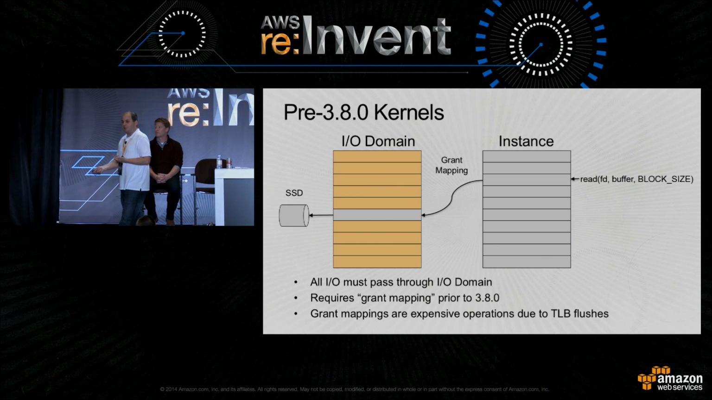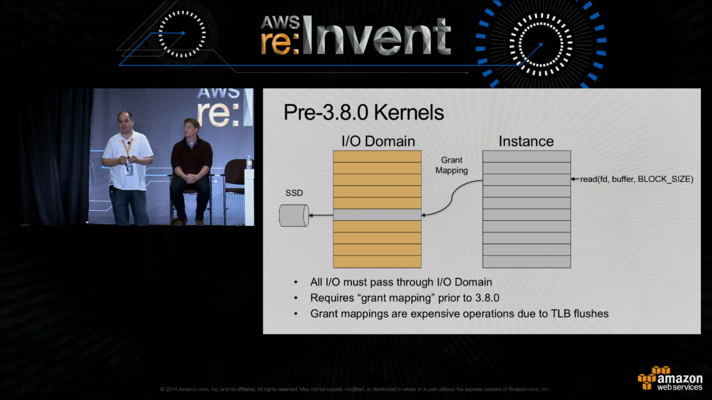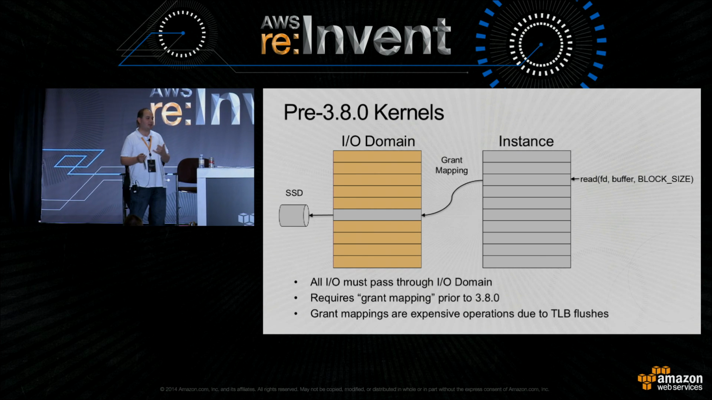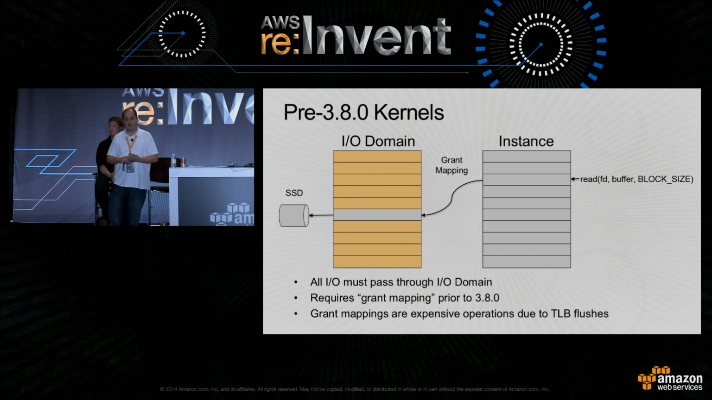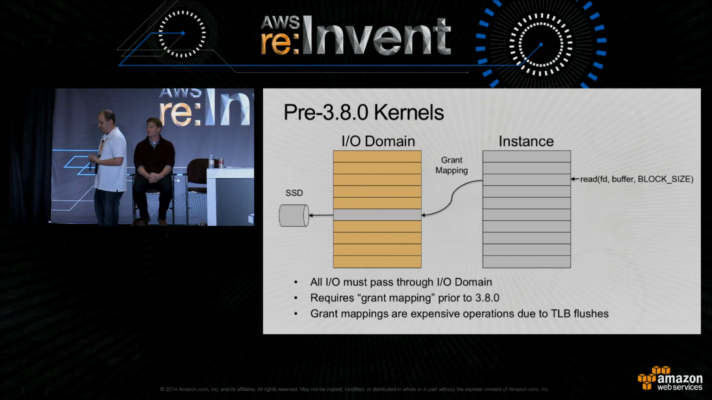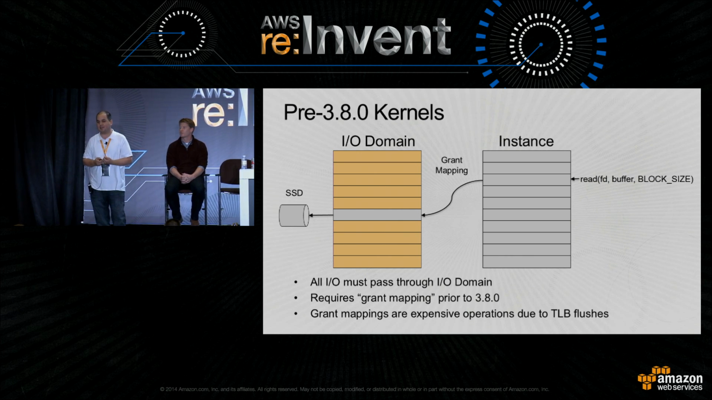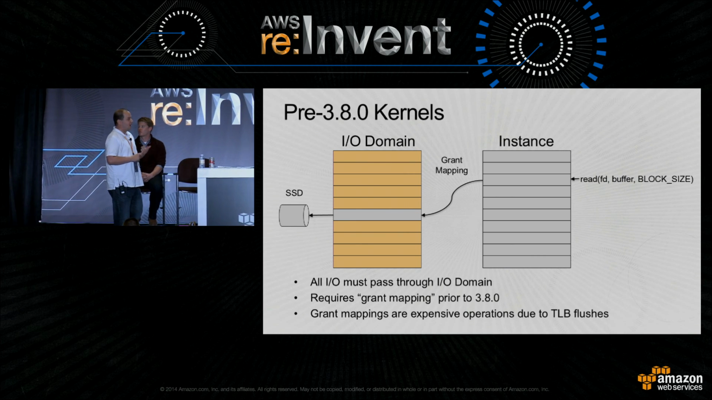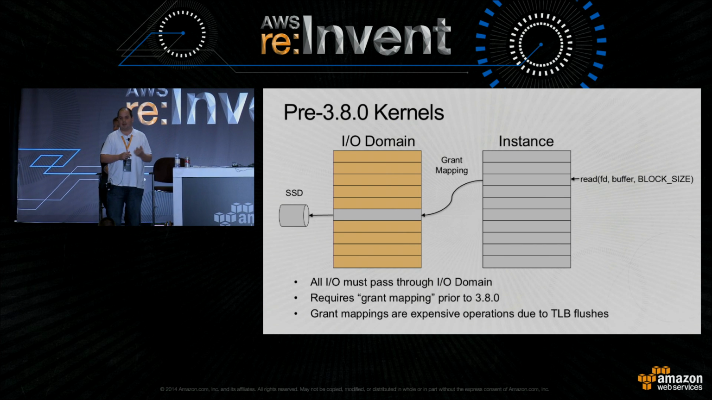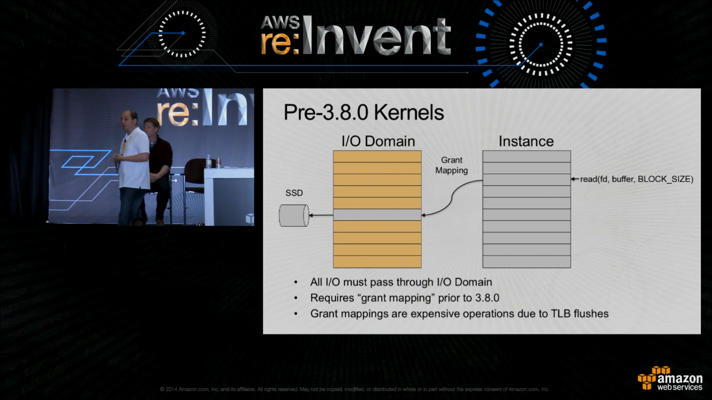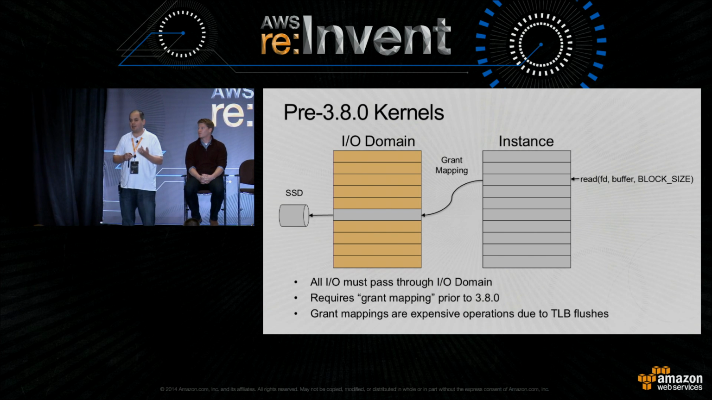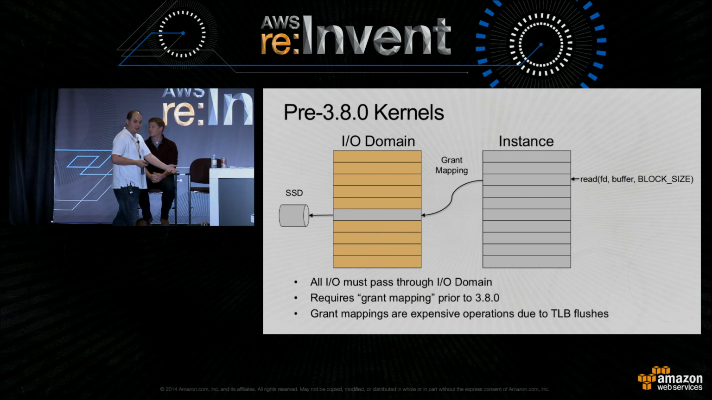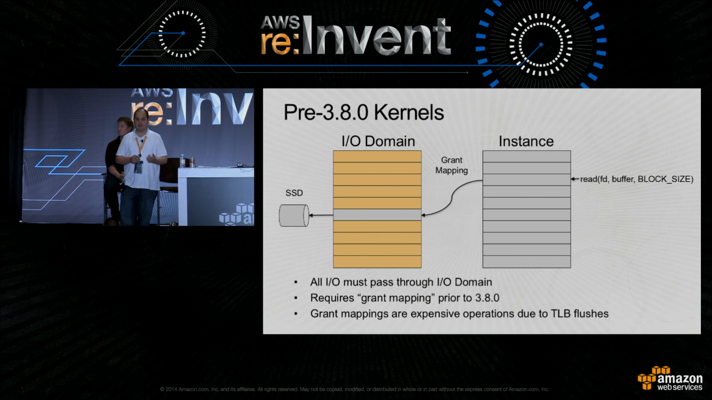Now, instances don't have direct access to their underlying SSDs. This is one of the ways that we secure the platform. This is one of the ways that we can offer all of the features that we offer. But if the instances don't have direct access to the SSDs, how do you actually do that I/O to that memory location? What we have in EC2 is we have this special instance that we call the I/O domain. And the I/O domain is the thing that actually has access to the underlying hardware and that can actually do DMA operations to the physical disks.